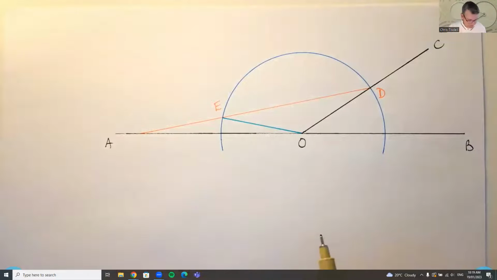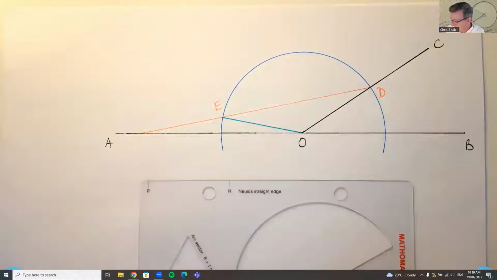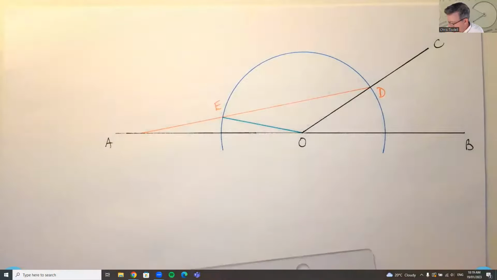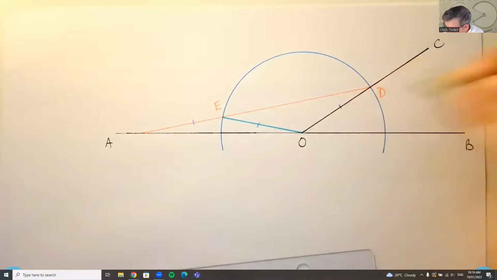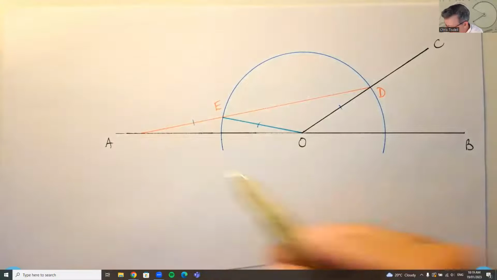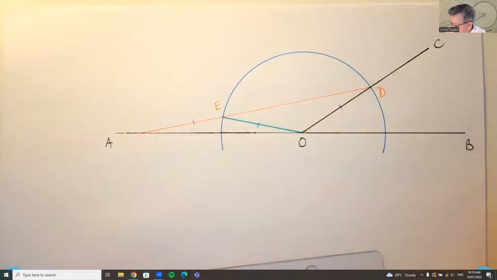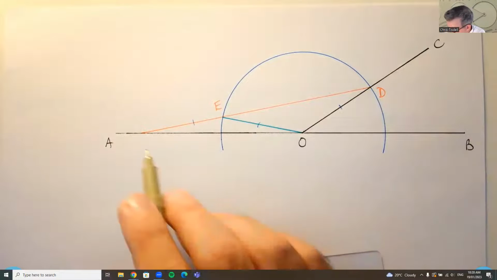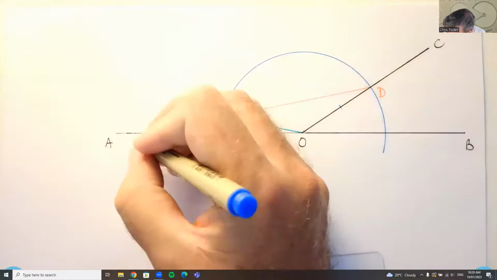Now because of the way we've designed this Neusis straightedge, where the distance apart is exactly the same as the radius, it means that that's a radius, that's a radius, and that's a radius. So all of these line segments have the same length, and you can see there's an isosceles triangle here, there's an isosceles triangle there. We're going to use those characteristics. Now notice I haven't labeled this point. I am going to label it now. Let's put that as F.